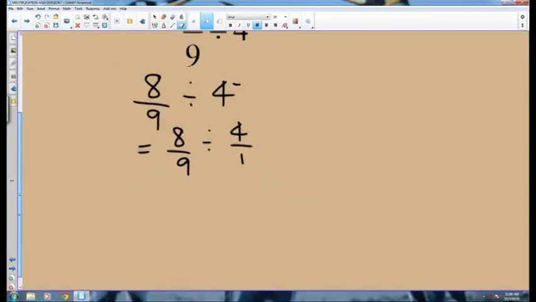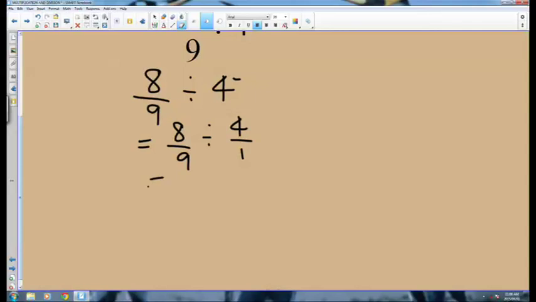We now simplify this. This will be 8 divided by 9 times 1 over 4, because we are to change the division sign to multiplication and then invert whatever comes after the division sign. So this will be times 1 over 4.